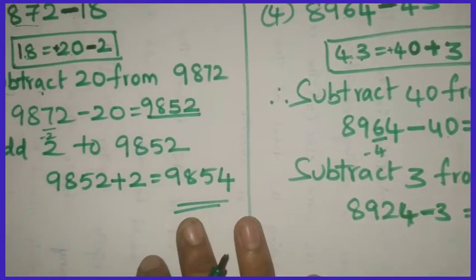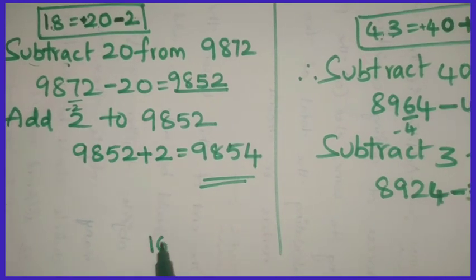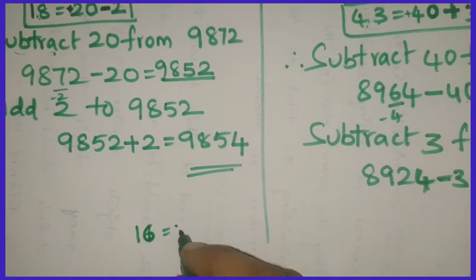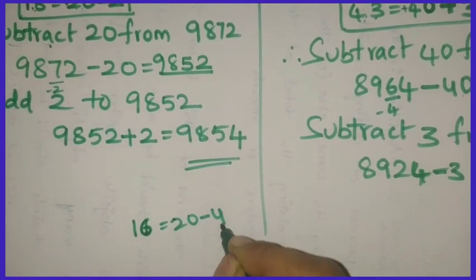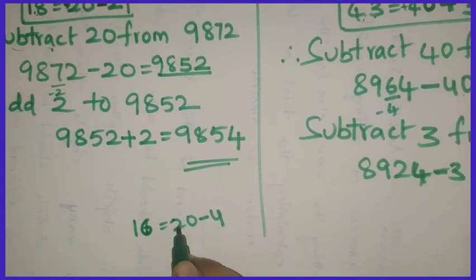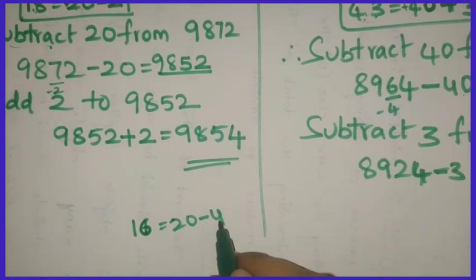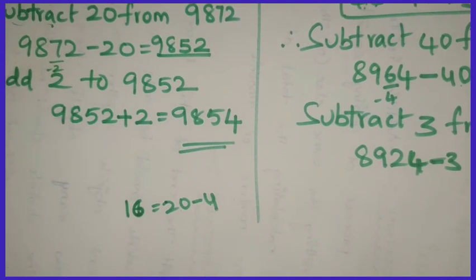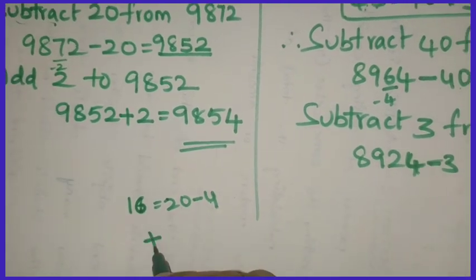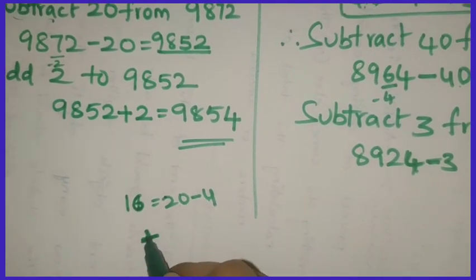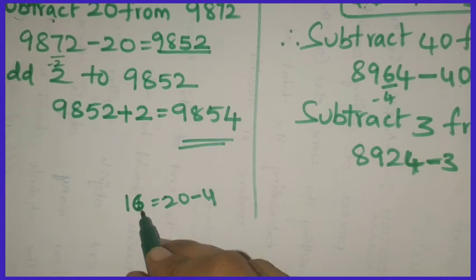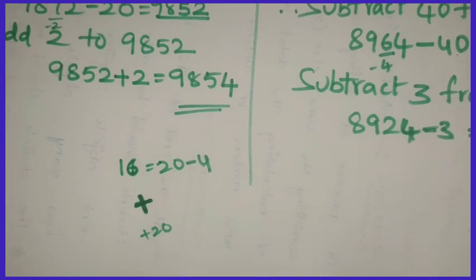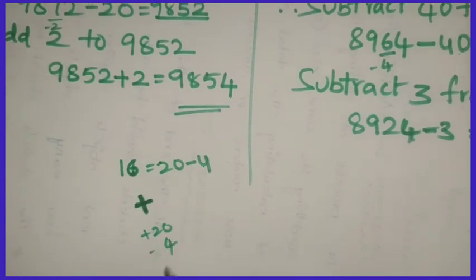Very easy. For example, in the question they gave 16, means 16 is 20 minus 4, okay. It is nearer to 20. From 20 we have to subtract 4 to get 16, okay. 20 minus 4. If in the question they gave addition, for example 76 plus 16, we will do directly: first we add 20, then we will subtract 4.